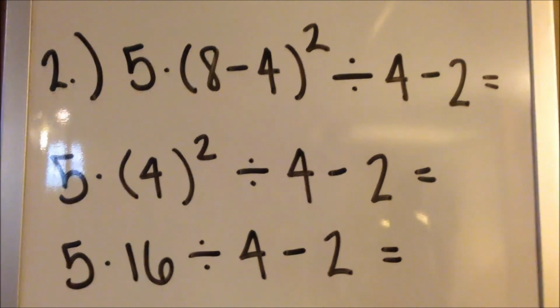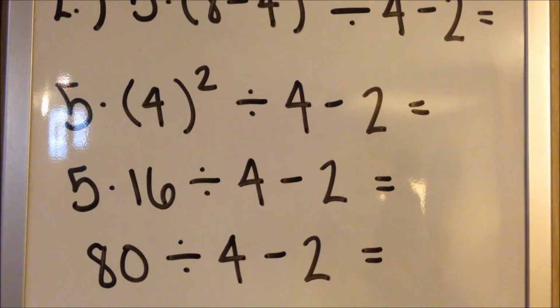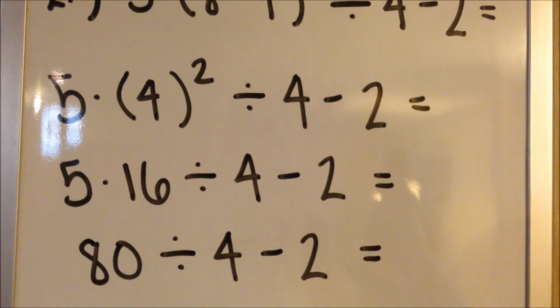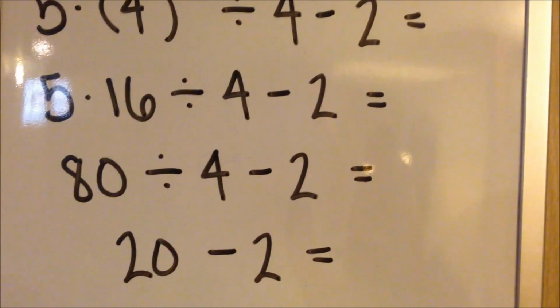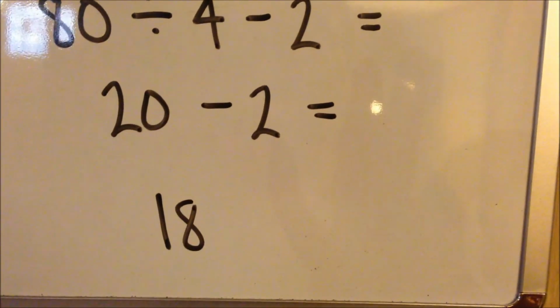The first thing I did was the 5 times 16, which gives us 80. So we have 80 divided by 4 minus 2. 80 divided by 4 gives us 20, so we have 20 minus 2, and our final answer is 18.